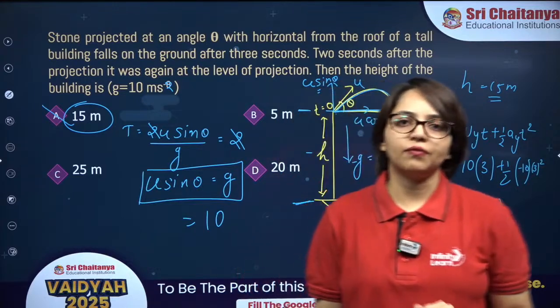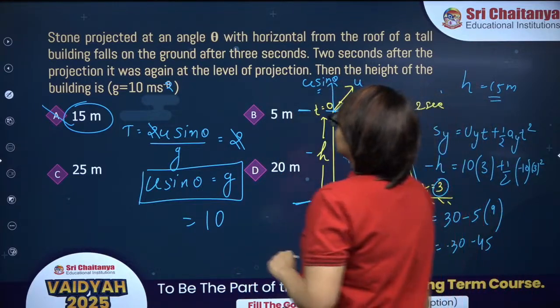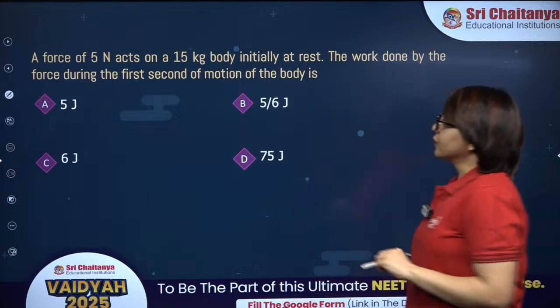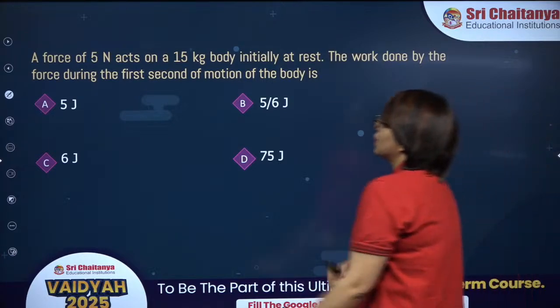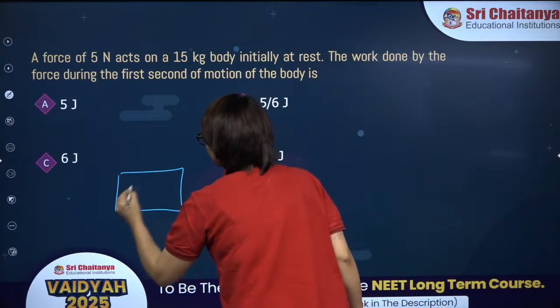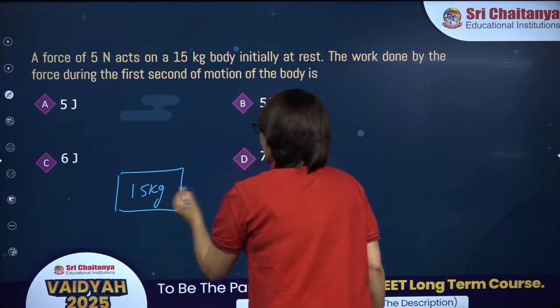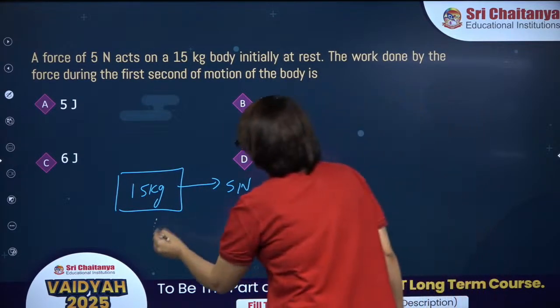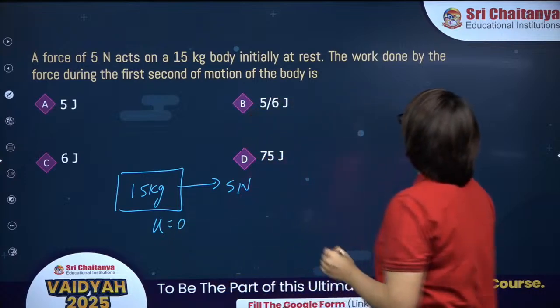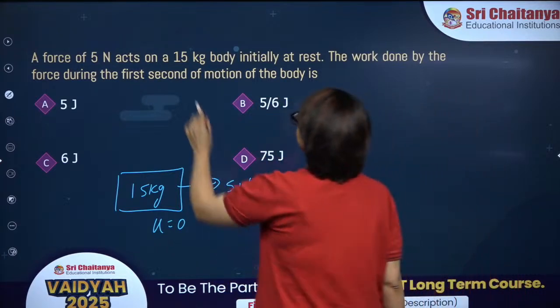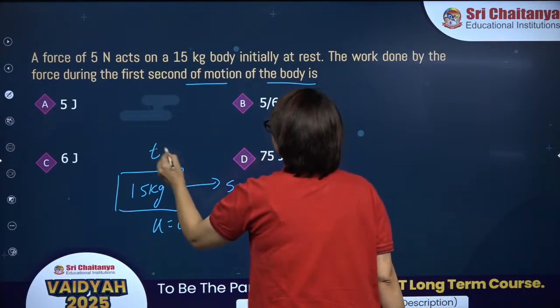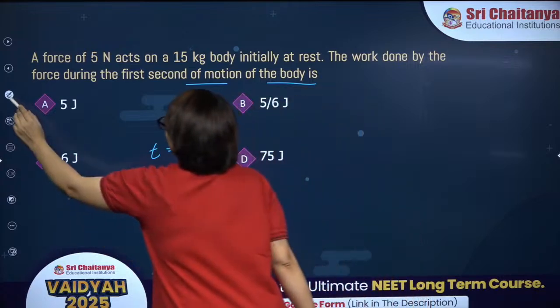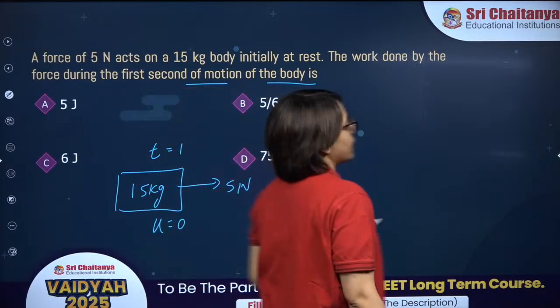Okay, chaliye, well done guys. Let's move on to this one. A force of 5 Newton acts on a 15 kilogram body. We have a 15 kilogram body and 5 Newton force is acting on it. Initially the body is at rest. The work done by the force during the first second of its motion is. So during the first second, what is the work done by this force?